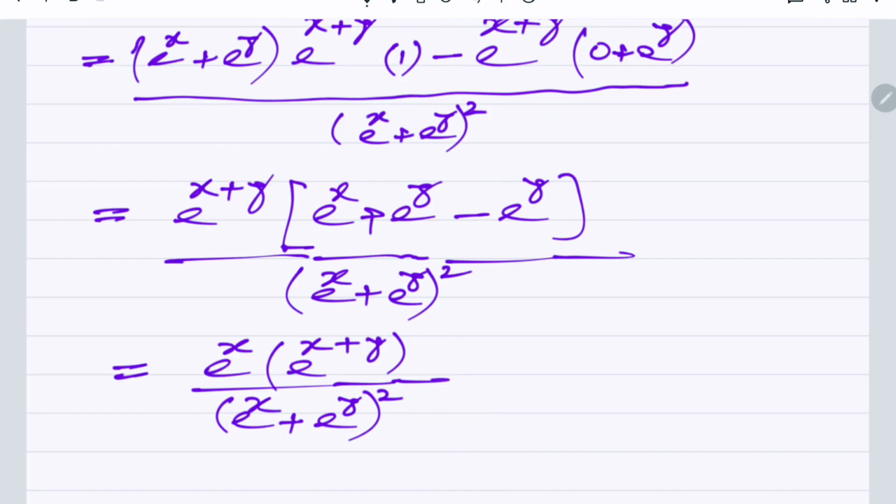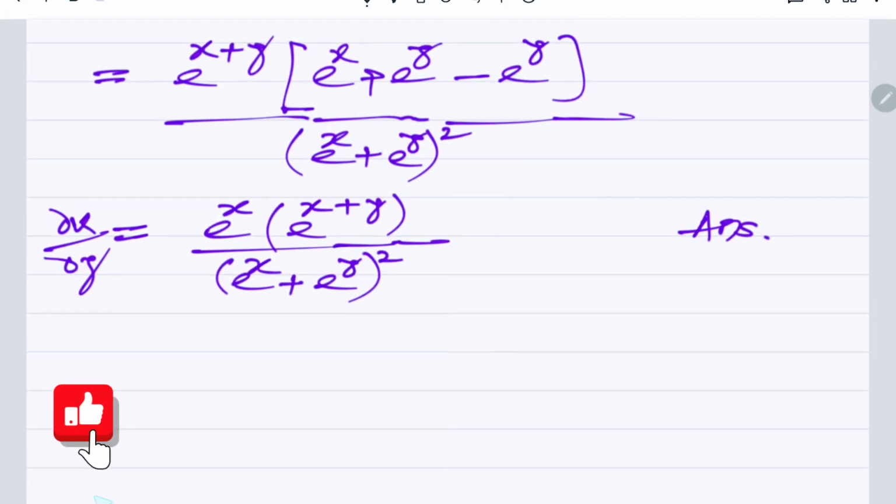Therefore, like this I have discussed simple examples on the rules.